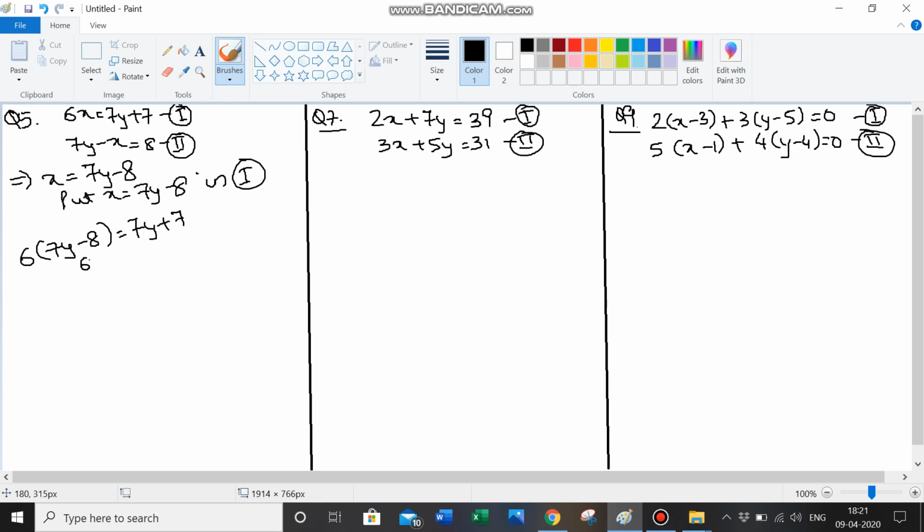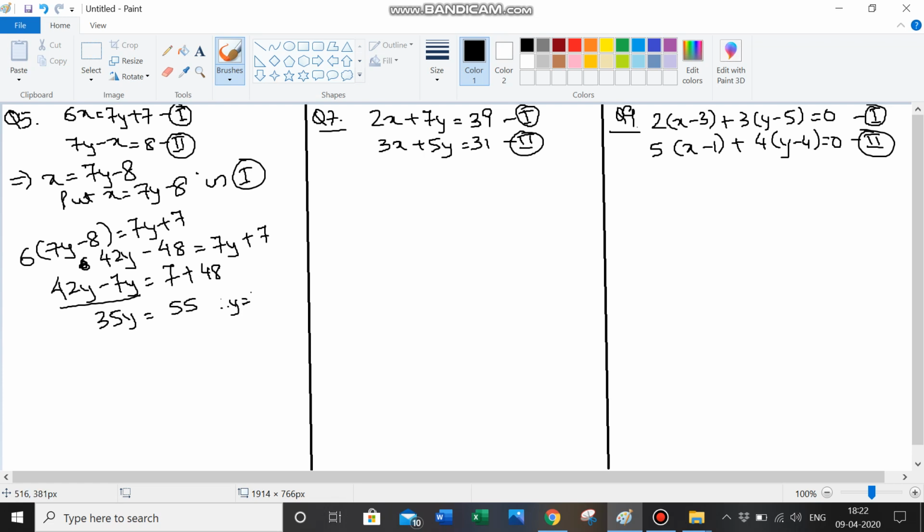6 into 7 is 42y minus 6 8s are 48 is equal to 7y plus 7. Let's take 7y here. So 42y minus 7y is equal to 7 plus 48. 42 minus 7 is 35. So 35y is equal to 55.